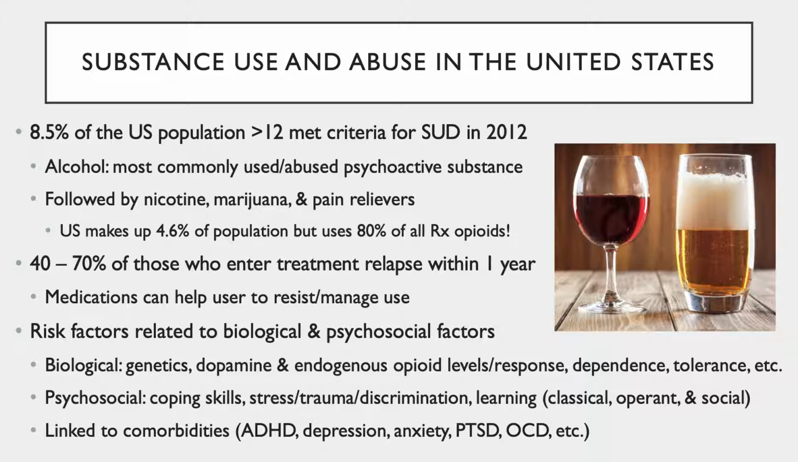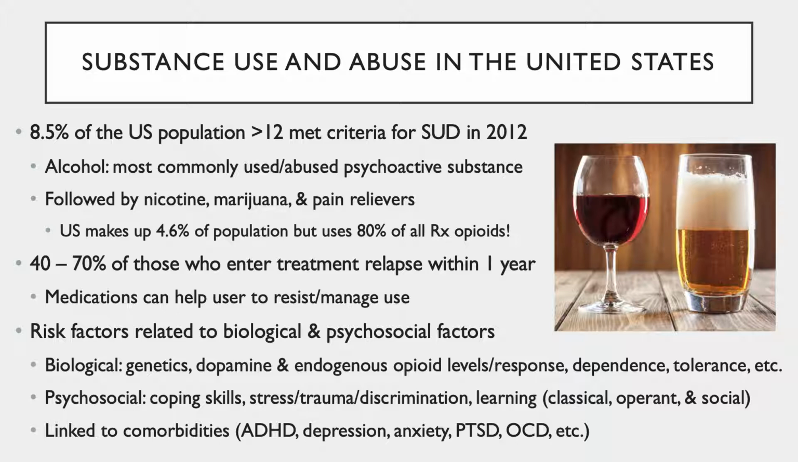Tobacco is used by 69.5 million individuals 12 or over, which represents 26.7% of that population. The age group 18 to 25 is by far the highest users of all substances across the board. Discrimination increases the risk of substance use and abuse, particularly alcohol abuse in women and drug abuse in men. Unfortunately, 40 to 70% of individuals who enter treatment for a substance use disorder will relapse within 1 year. Fortunately, medications can help the user resist and/or manage use, and we'll briefly discuss some of these medications at the end of this lecture presentation.